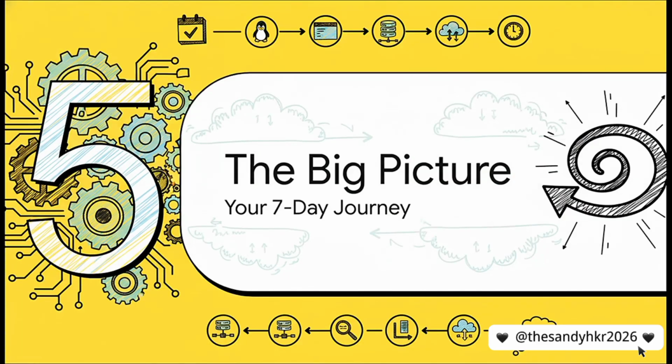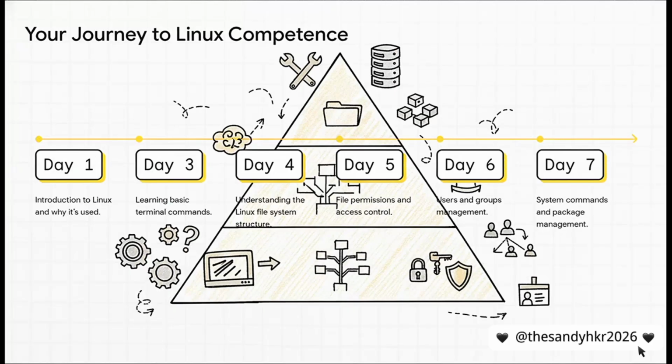So that was just a small peek into a typical day. But now let's zoom out and look at the bigger picture. In just 7 days, you have completed an absolutely incredible journey from being a complete beginner to a competent, confident user. I mean, just look at how far you've come. We started with just understanding why Linux even exists. Then we got our hands dirty with basic commands, we mapped out the file system, secured things with permissions, learned about users, and finally, today, we tied it all together with system management. Each day built on the one before it, creating this really solid foundation of knowledge.